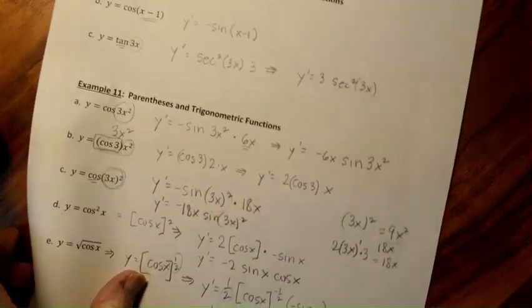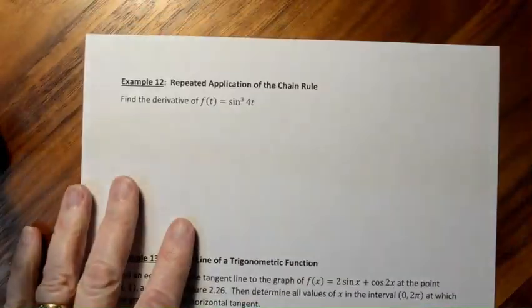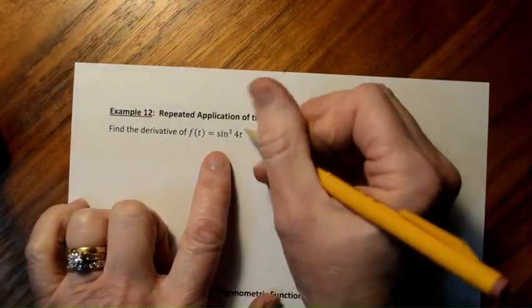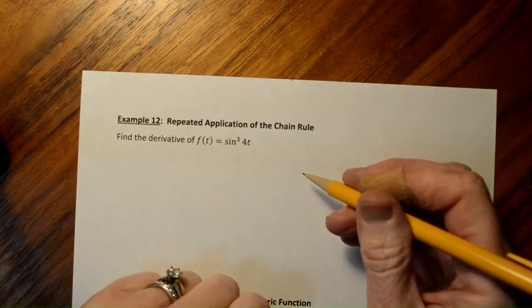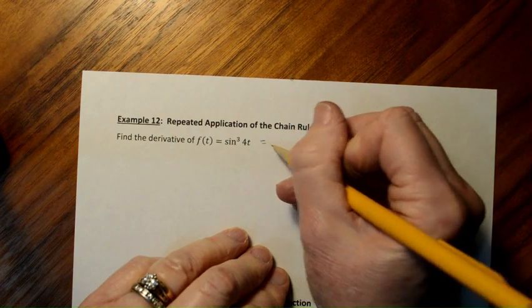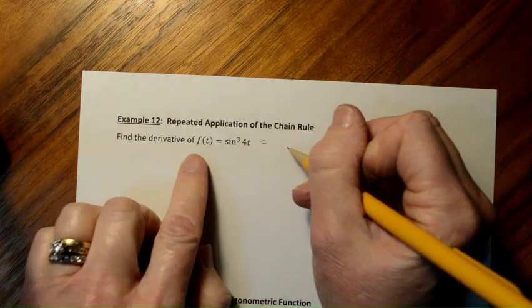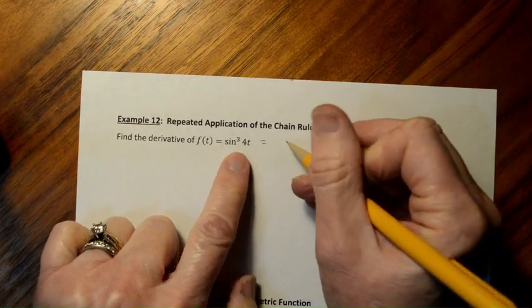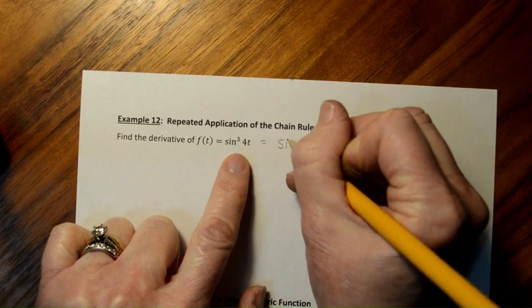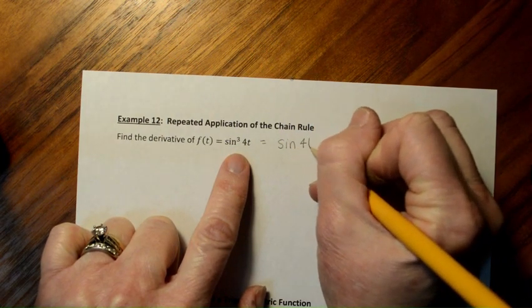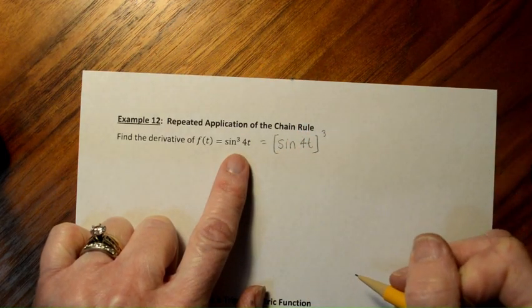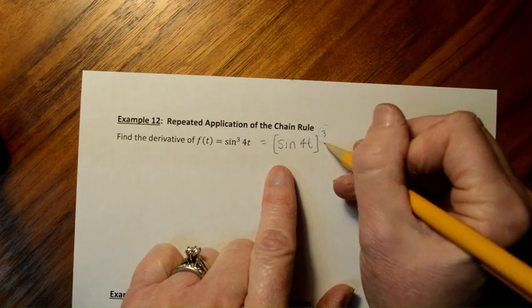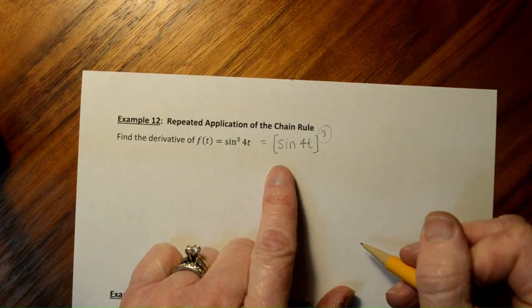Okay, next page. This is where things get a little bit dicey, right? Because if you take a look at this, it's saying it's a repeated application of the chain rule. We are going to actually have to do this 3 times. Let me rewrite it. So this is f of t is sine cubed of 4t. So I'm going to rewrite this as sine of 4t to the 3rd power. Right? So we have the cubed as the outer function.